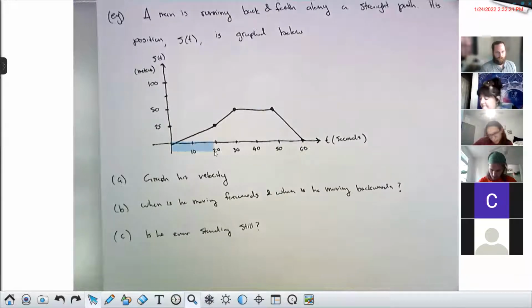So here he is over his first 20 seconds. From time t equals 0 to t equals 20, he goes from wherever he started, position 0 meters, out to position 25 meters. And then from 20 seconds to 30 seconds, his position changes from 25 meters to 50 meters. From time 30 seconds through 50 seconds, his position is constant at 50 meters. And then over the last 10 seconds, from 50 seconds to 60 seconds, he runs all the way home.